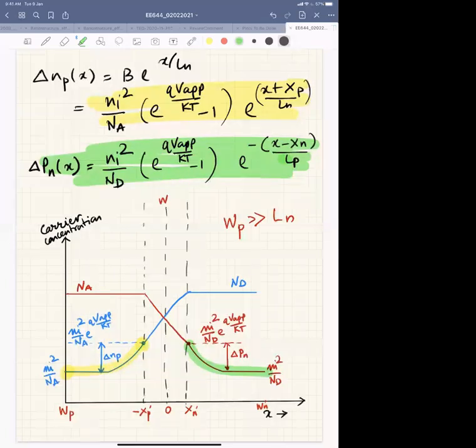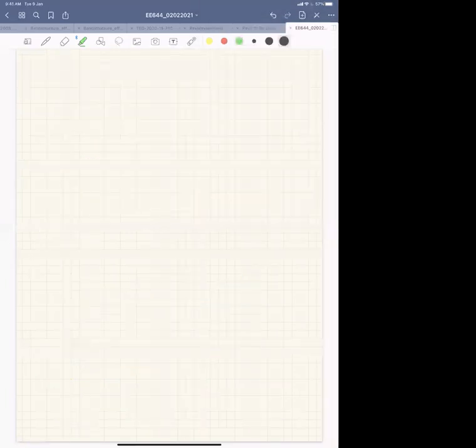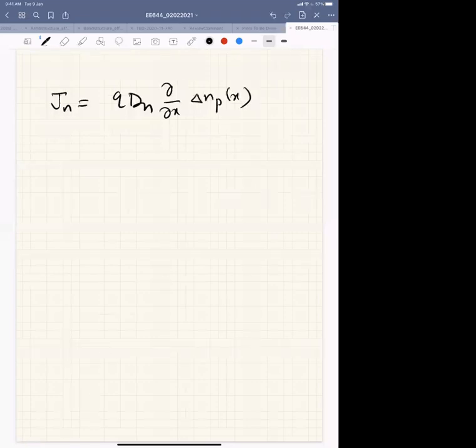Now we know how the minority carriers vary with x. Once we know that, you could find the current. Your electron current is q times Dn times d by dx of delta np(x), and my hole current is q times Dp times d by dx of delta pn(x), right? Since I know np(x) and pn(x), how they change with x, I could easily find Jn and Jp, the electron and hole currents. That we will derive in the next class.